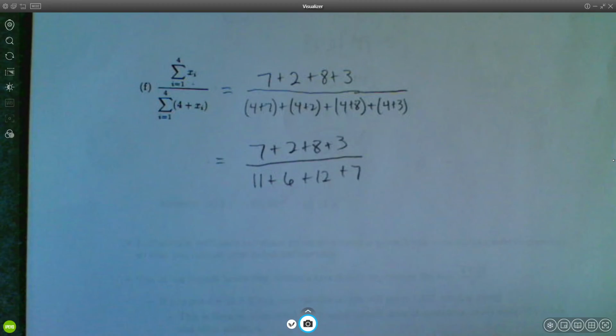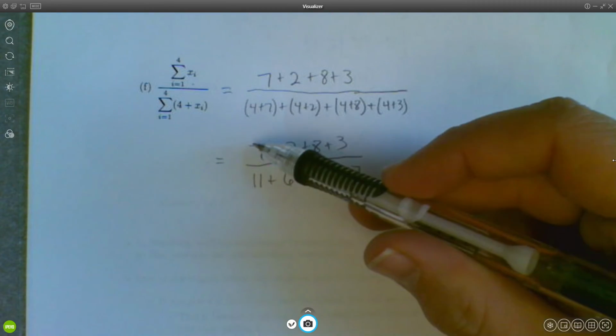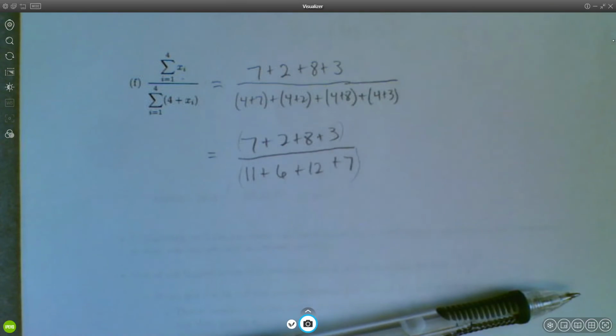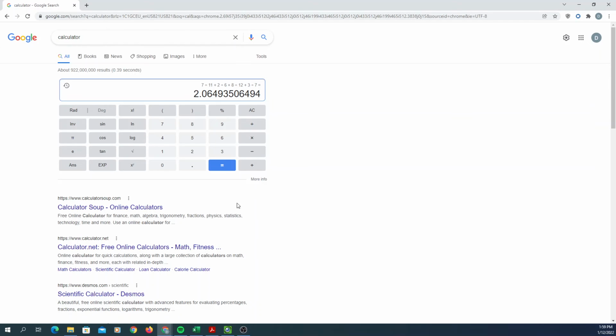So now I'm going to go ahead and punch this into my calculator. Make sure to use parentheses in the numerator and in the denominator when you're punching this into your calculator. Let's see what we get. So I'm going to open up a set of parentheses and say 7 plus 2 plus 8 plus 3, close the parentheses, divide by, and then open up a new set of parentheses, 11 plus 6 plus 12 plus 7, close that parentheses.